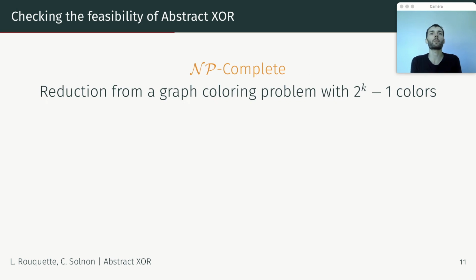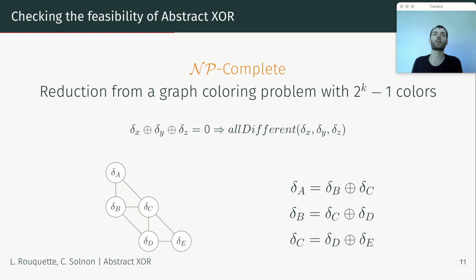If we keep this definition of AbstractXOR, the satisfiability problem is an NP-complete problem by a reduction from a graph coloring problem with 2 power k minus 1 colors. I will not explain the details here, but the intuition is that a XOR equation may be viewed as an all different constraint. A XOR equation system can be represented by a graph where each node is a variable and an edge from A to B indicates that A and B belong to the same equation.